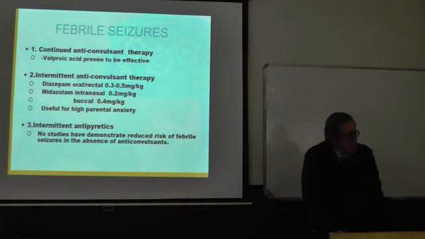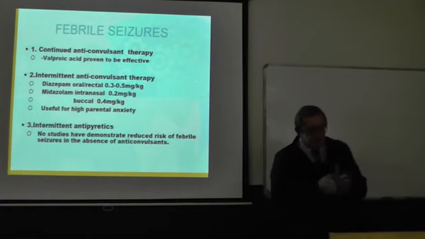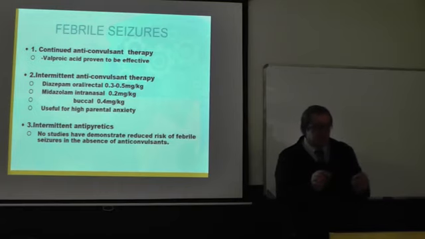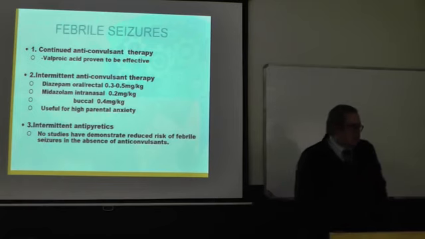You can have intermittent anticonvulsants. You can actually tell the parents this is the diazepam in the correct dose already drawn up. You keep it in the fridge, and if it happens, you give it in this way or that way. But that may be difficult.